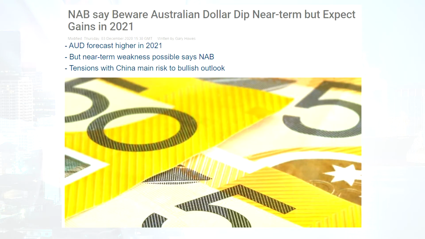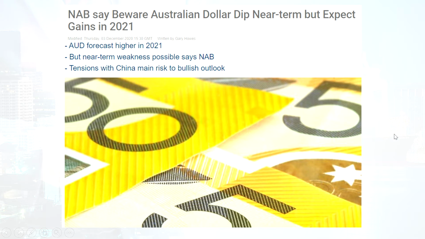Next, we'll look into the AUD. After the big rise in November, the risk of a short-term correction of the Australian dollar has increased. Under the optimistic expectation of global economic recovery, it is expected to continue to rise next year. On 3rd of December, the analyst at National Australia Bank stated that the Australian dollar had already risen sharply in November. As Australia's economy is still recovering, the Australian dollar may continue to rise in 2021.